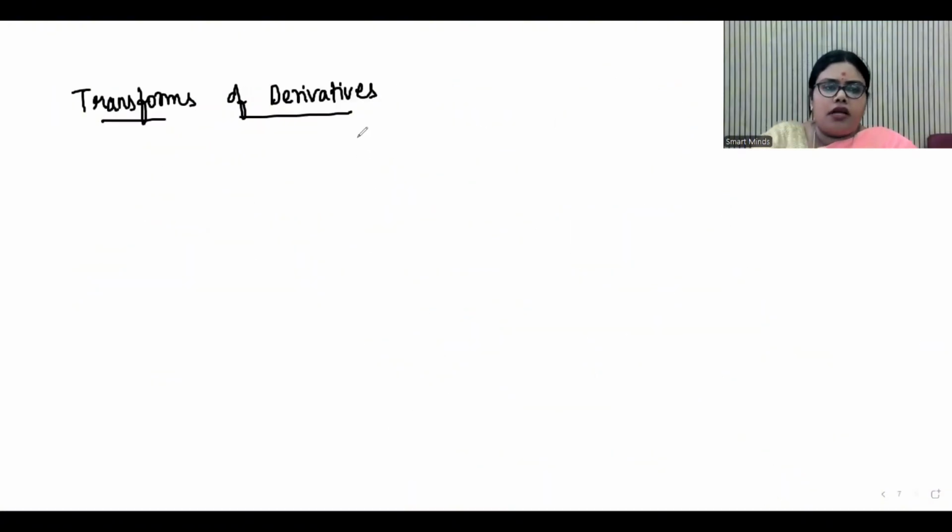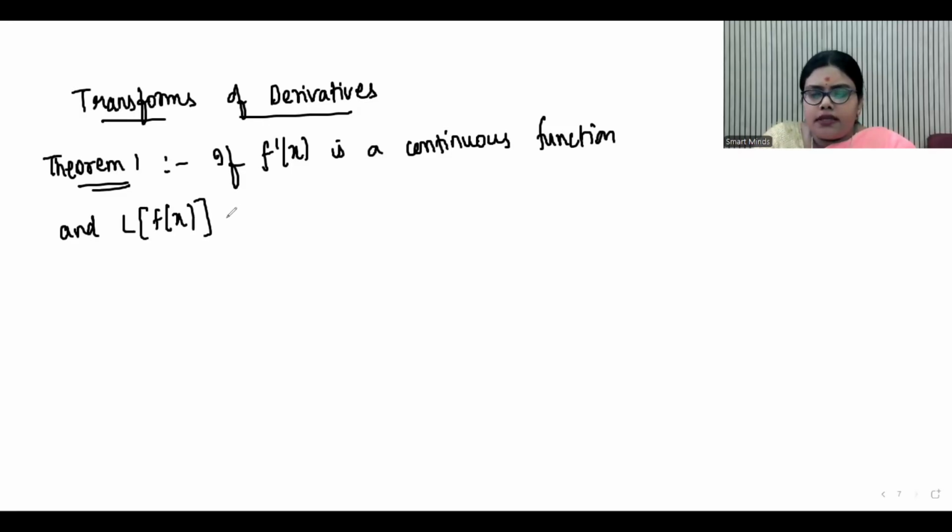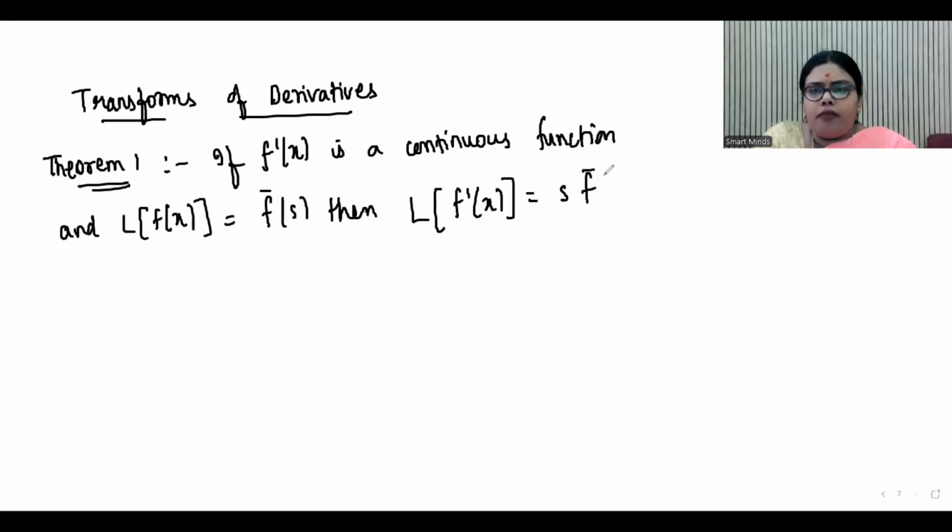Now let us understand transforms of derivatives. So there are three theorems over here. We will understand the statements of these theorems. If f dash of x is a continuous function and L of f of x is equal to f bar of s, then L of f dash of x is equal to s f bar of s minus f of 0.